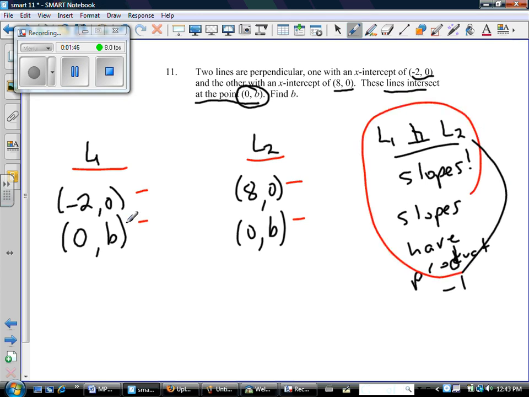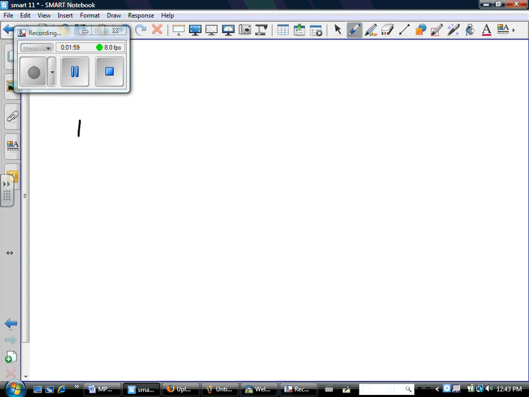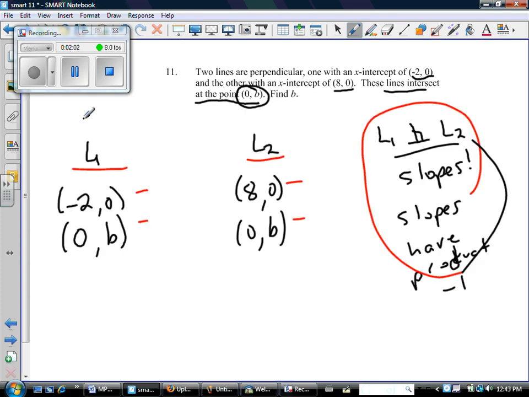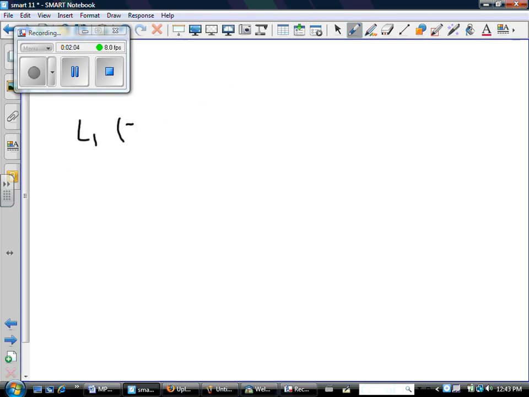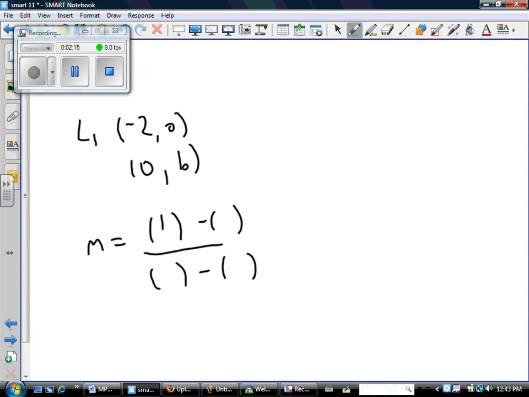So I can find the equation of any line as long as I have 2 points. So that's what we're going to do. We're going to find the equation of line 1 and the equation of line 2 and see what we can do with that information. Again, we have line 1 passing through the points (-2, 0) and (0, B). So let's find the slope using the slope formula: y2 minus y1 over x2 minus x1. So it ends up being b over 2.